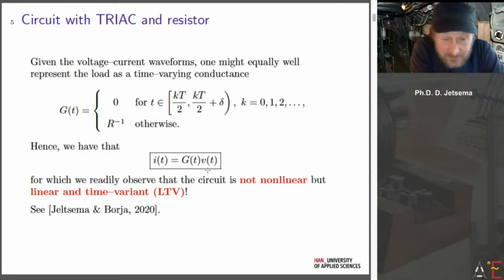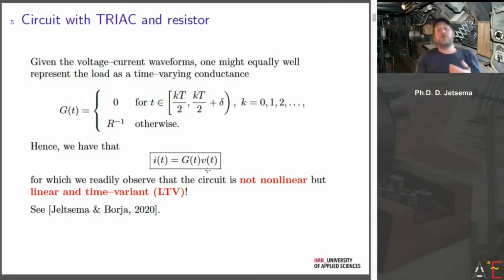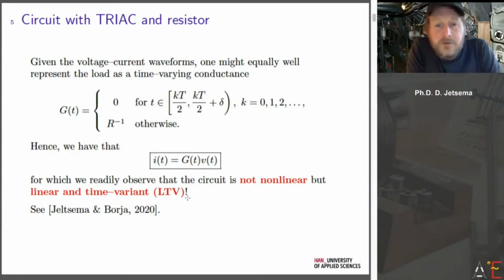The only thing that is different from the normal linear and time invariant property is that we now have a conductance which depends on time. But nevertheless, it is a linear relationship. So this circuit, although often regarded as being nonlinear, is a linear and time varying circuit, or an LTV circuit.